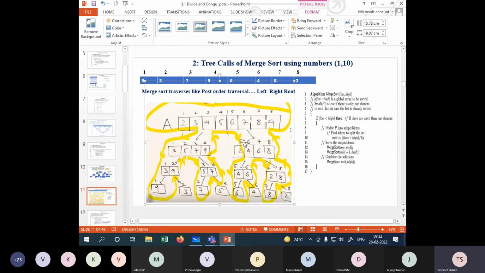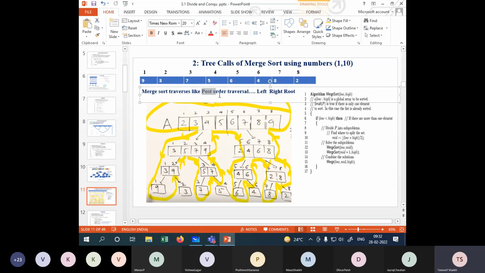And then I shift back to the right side and traverse it in the same way. Firstly go to the left side, then to the right side, then to the root. Then to the left side, then to the right side, then to the root. This is the actual traversing I do in merge sort, and this type of traversing is known as post-order traversal.